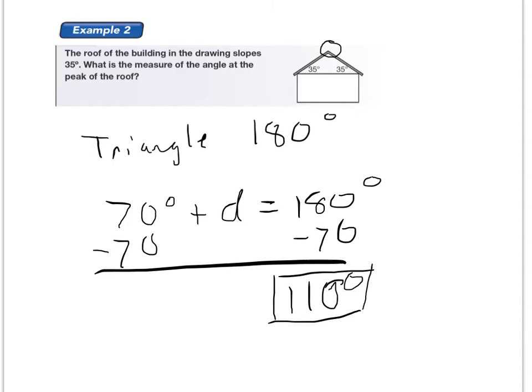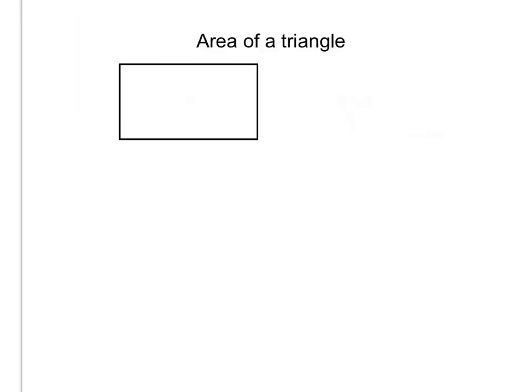Okay, so again, all I did here is I added up the two angles I knew already, and then I ended up subtracting them from 180 degrees, but this is an equation to kind of prove why that method works. Alright, so we also have to talk about area of a triangle. How do we find the area of a triangle?